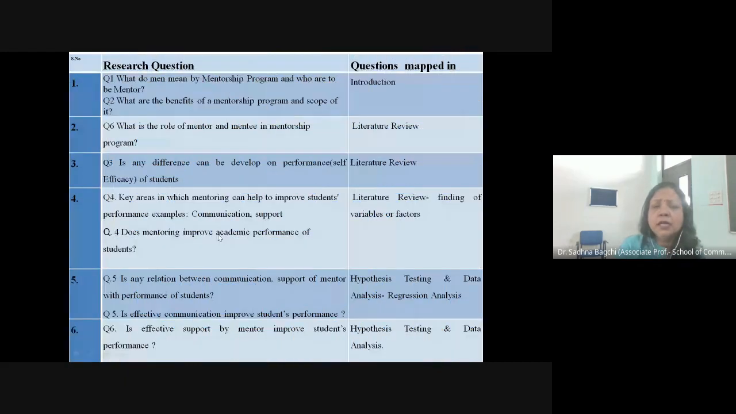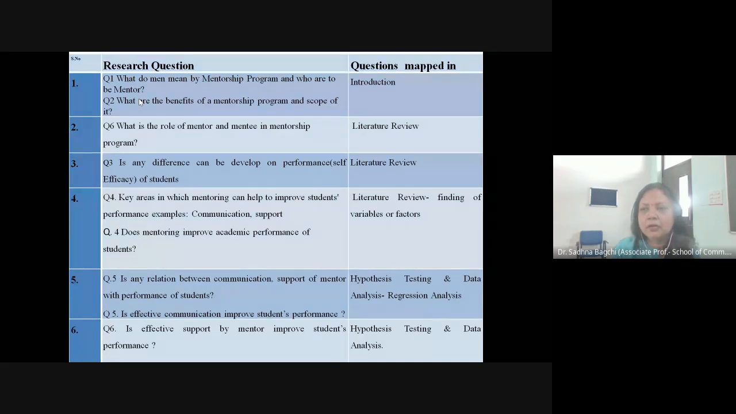Now, research questions. These are the questions I ask with this: what do you mean by the mentorship program, and who are to be mentored? This research question might not be reported in any article. It is not reported anywhere, but in completing the study, all these questions must be answered in your article. So that is: what do you mean by the mentorship program, who will be the mentor, and what are the benefits and scope of the mentorship program?